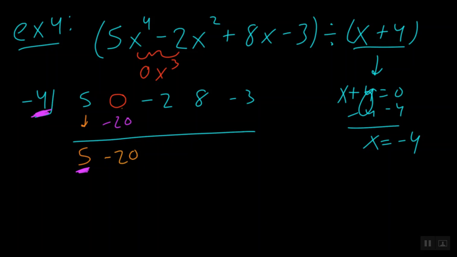Alright, well, switching back to the purple, I know when I do negative 4 times negative 20, I'm going to get positive 80. Okay, and let's see, what is negative 2 plus 80? Well, that's 78.